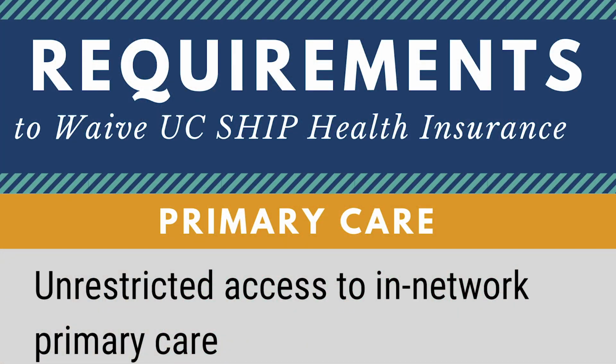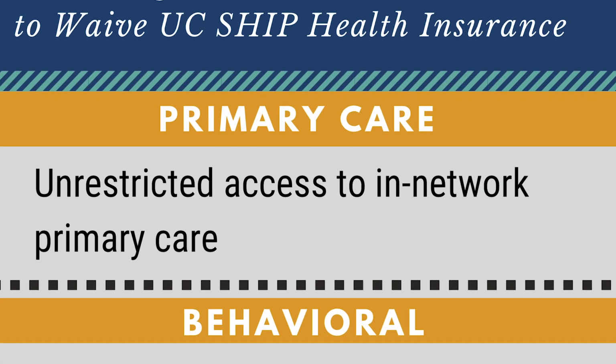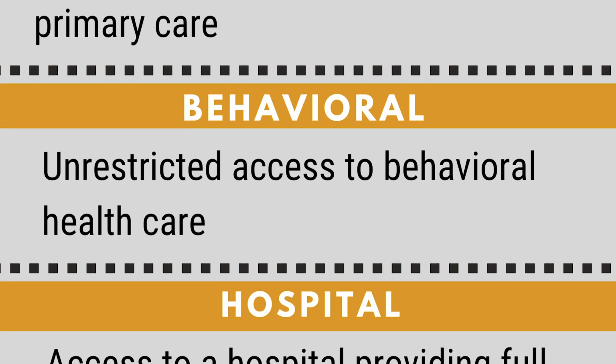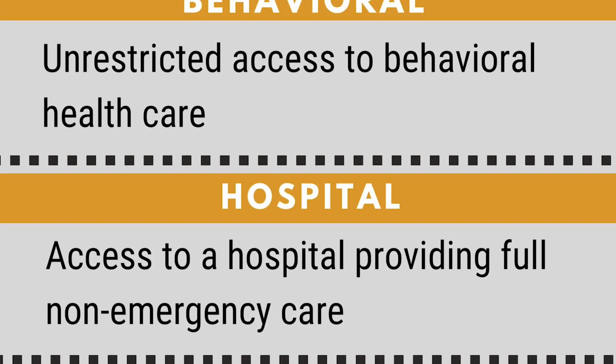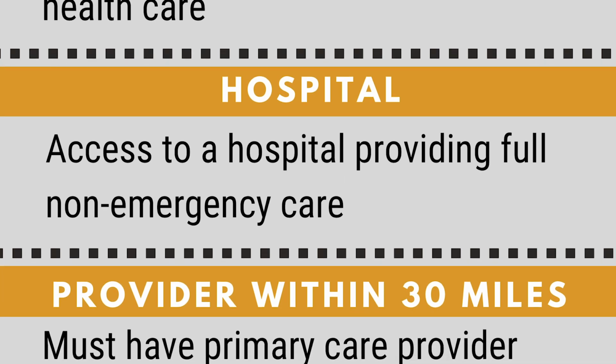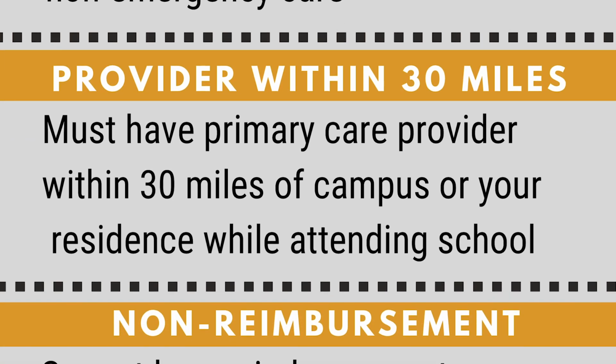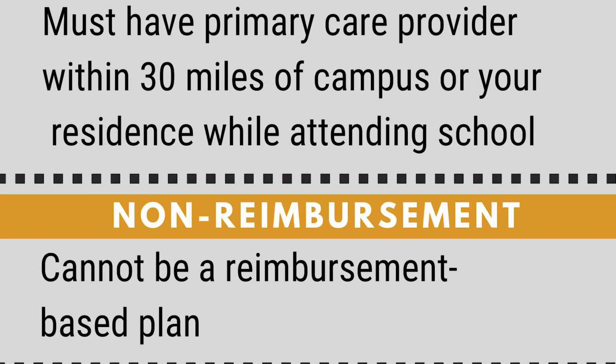Can I use any private insurance plan? No, not exactly. Most will work. However, you have to meet a number of requirements. The UC regents require that you have unrestricted access to primary care, that you have access to behavioral health care, that you have access to a hospital and not just for emergency care. And your primary care provider needs to be switched or changed to someone here in the Santa Cruz County area. The definition of that is a 30-mile radius from UC Santa Cruz or your local residence.